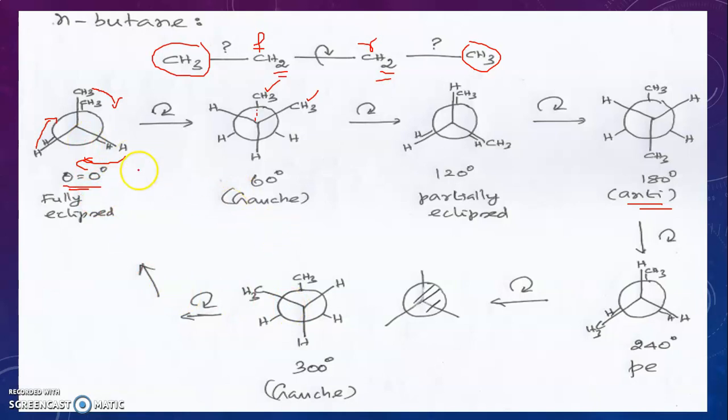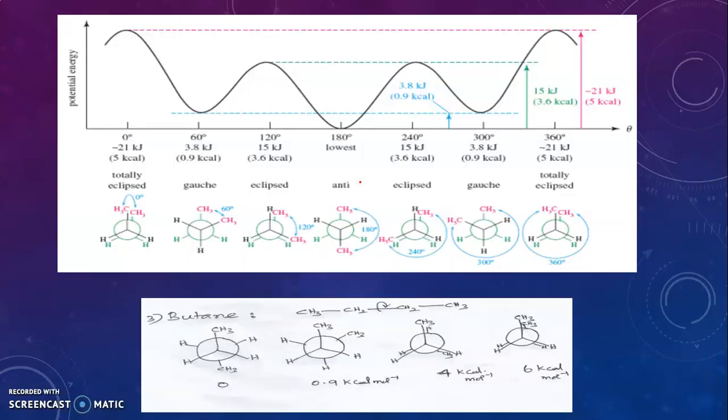Now, during this rotation from 0 degree to 360 degree, we get the Gauss form two times, right? Now I will show some energy analysis here. So in these conformations, from dihedral angle of 0 degree to 360 degree, we obtain these 4 major conformations.